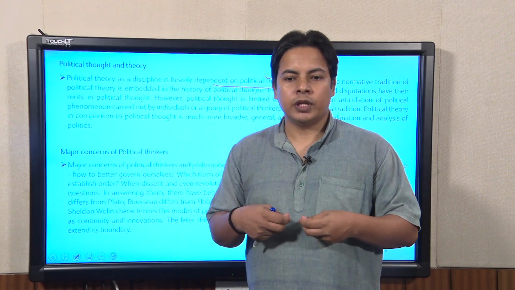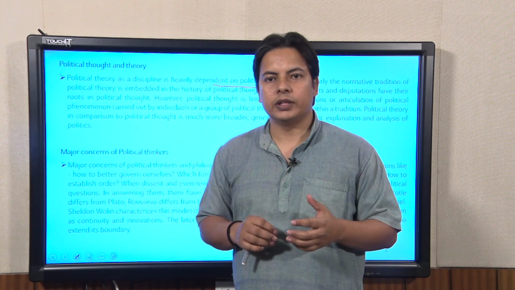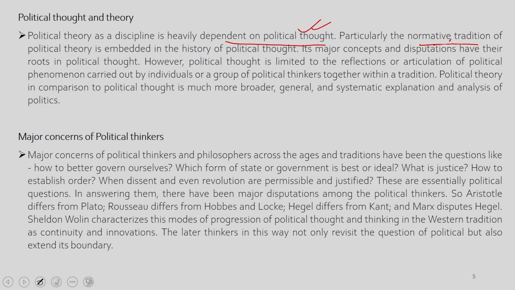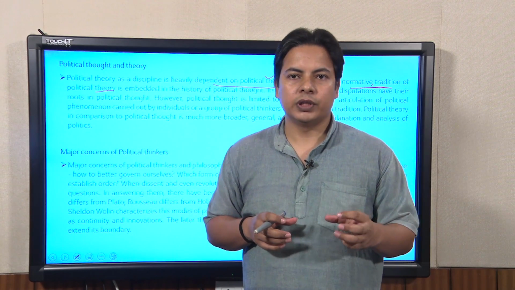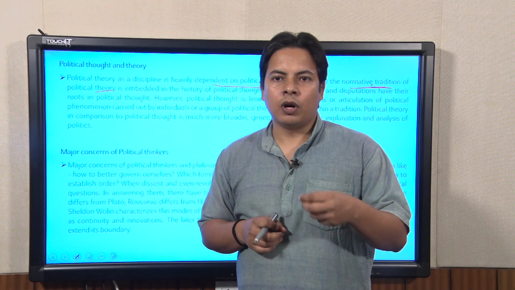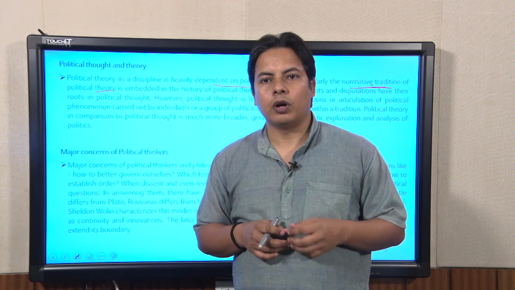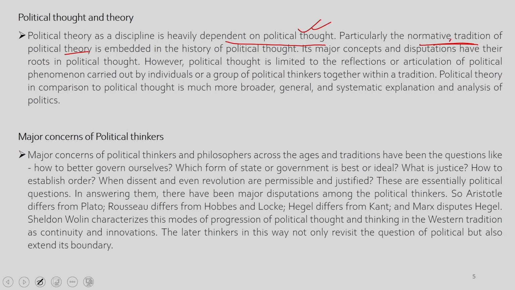use to explain or interpret a society, particularly the normative tradition of political theory, are embedded in the history of political thought, and its major concepts and disputations have their roots in political thought. However, if you look at political thought in comparison to political theory in contemporary times, political thought is limited to the individual or group of thinkers and deals with their reflection or theorization about political problems and challenges.